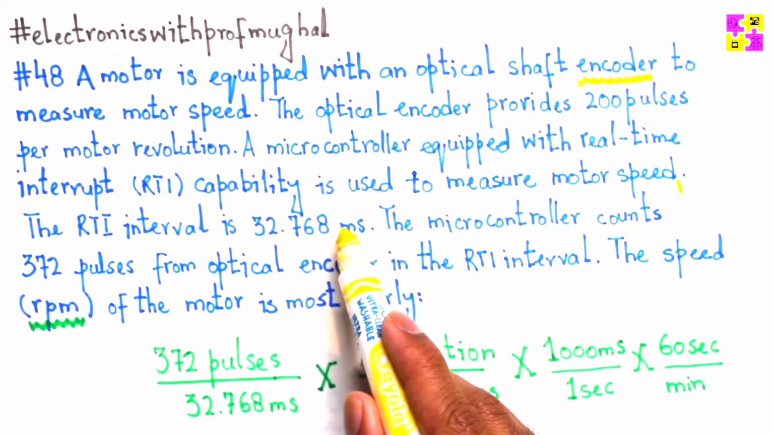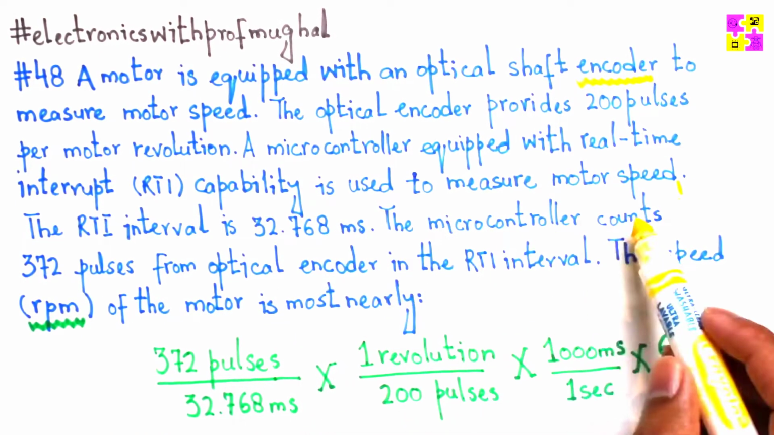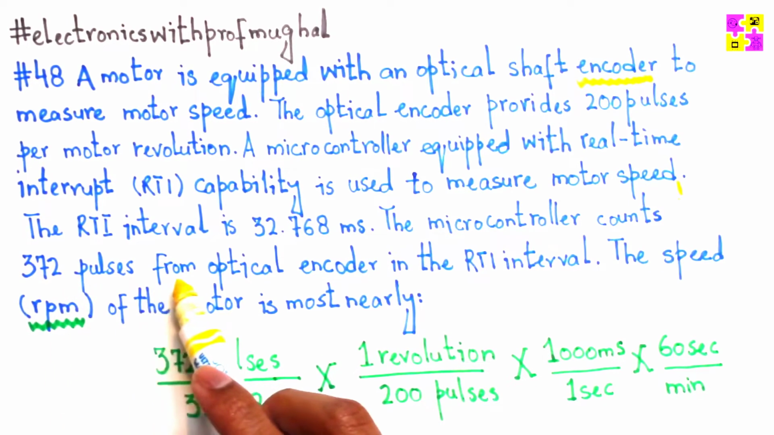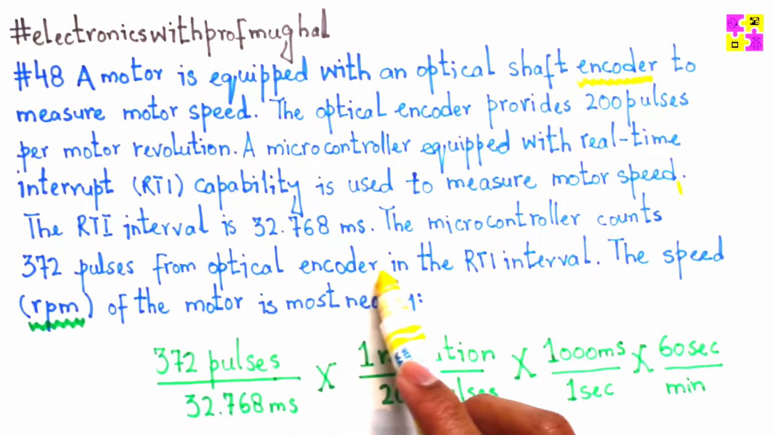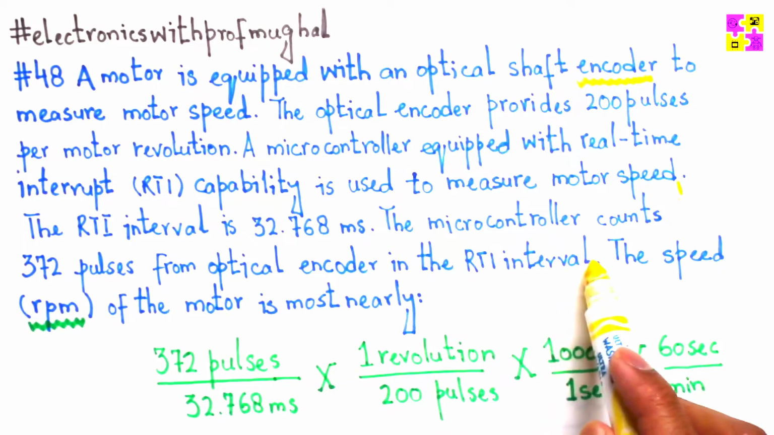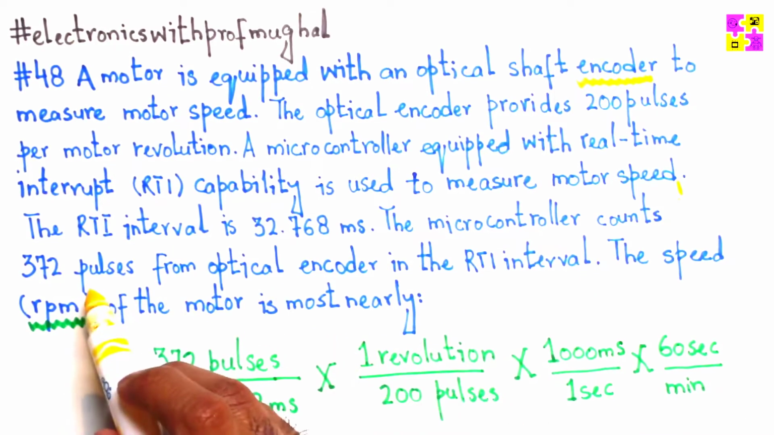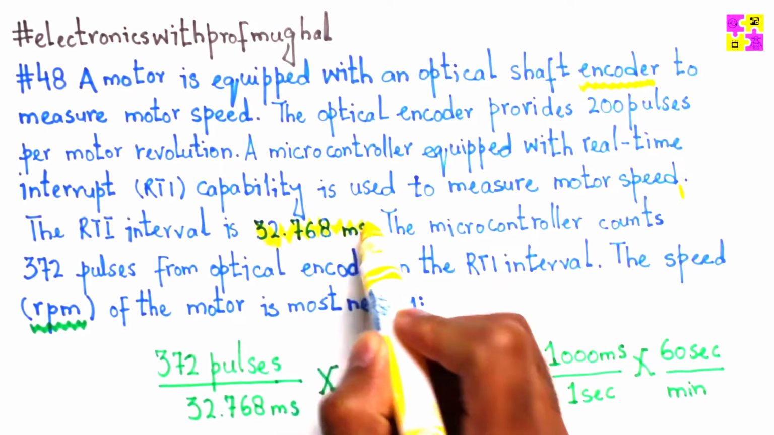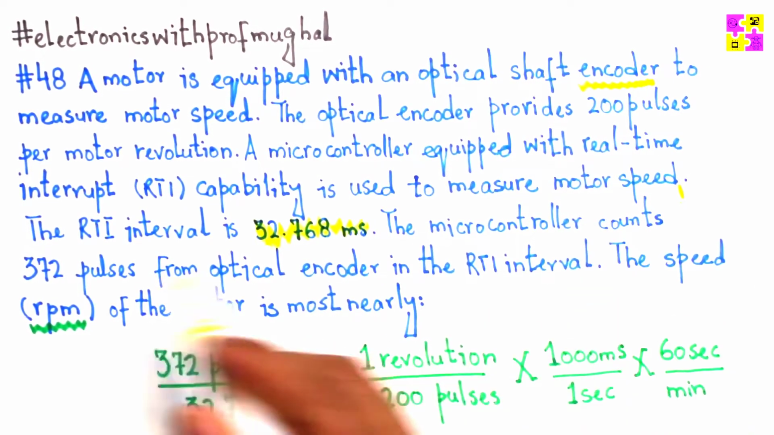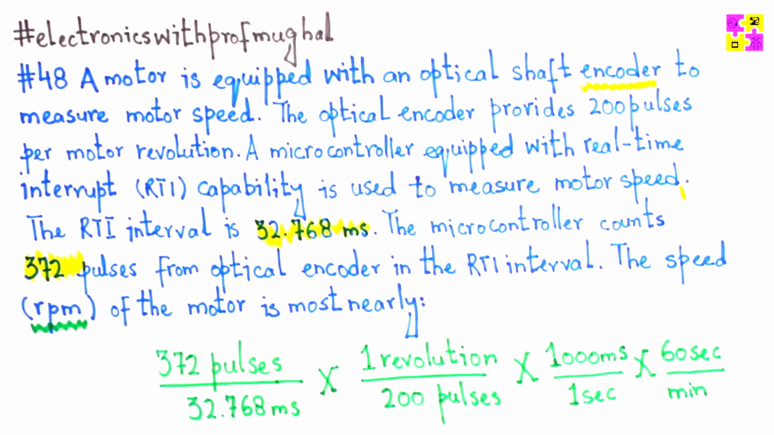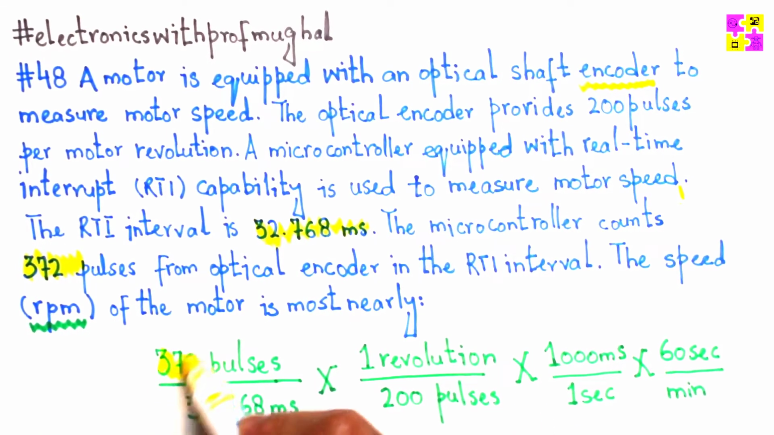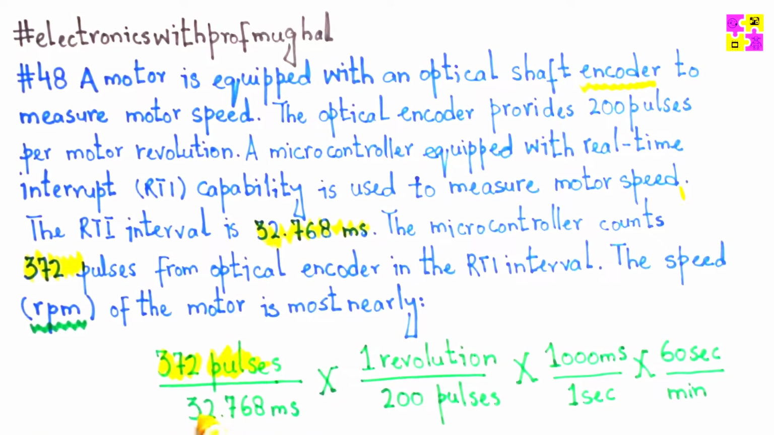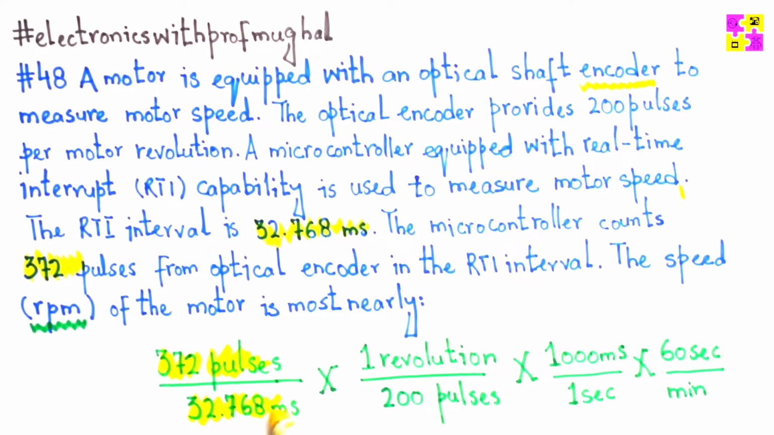32.768 milliseconds. The microcontroller counts 372 pulses from the optical encoder in the RTI interval, which basically means every 32.768 milliseconds, the microcontroller counts 372 pulses. So, 372 pulses every 32.768 milliseconds, right?